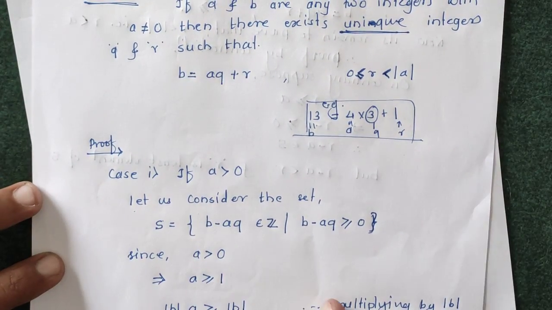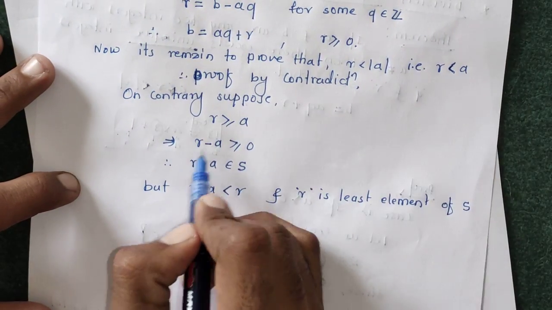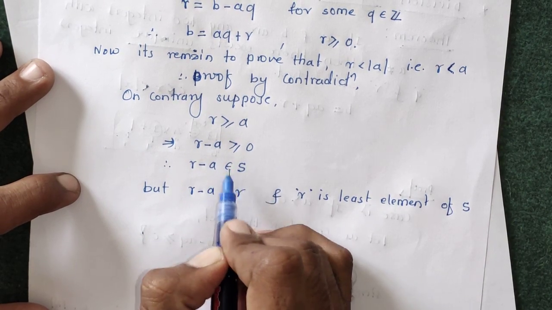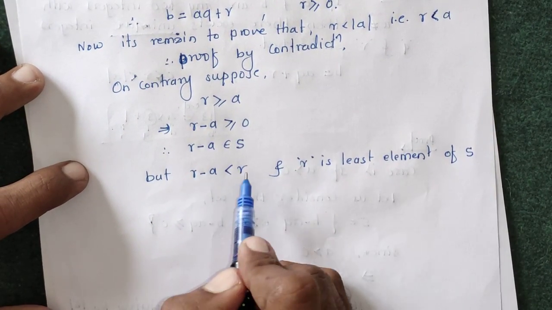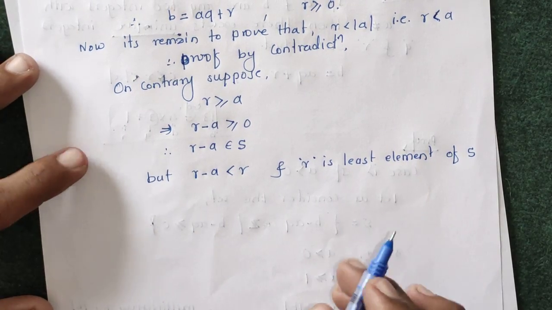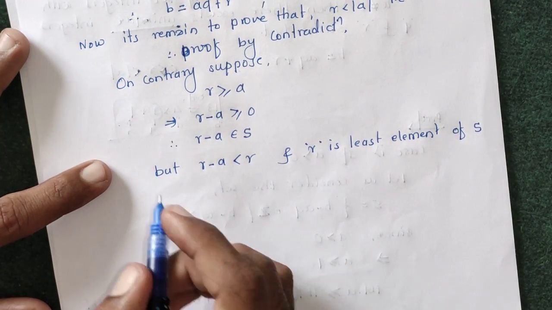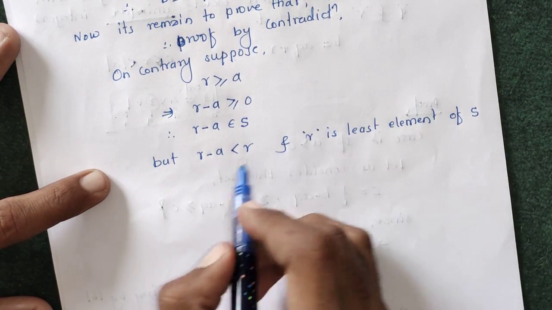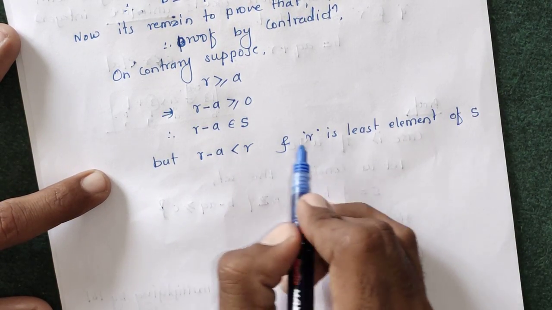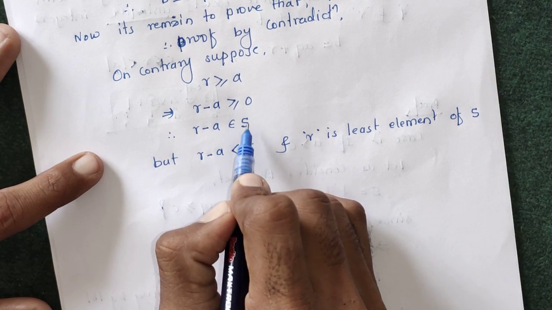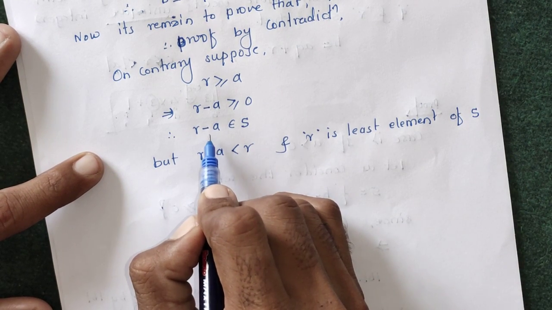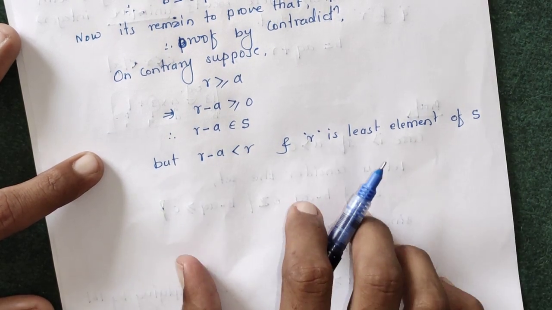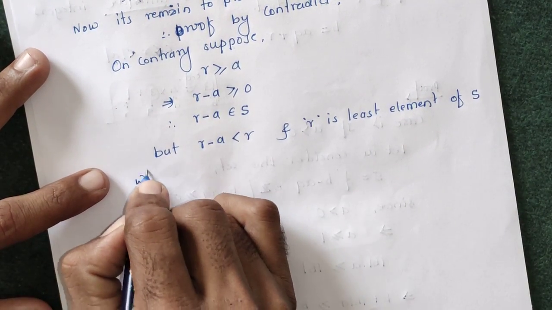S is equal to b minus aq. Here r minus a is again in the form b minus aq, which is greater than or equal to 0. So r minus a must belong to S. So r minus a is less than r, but r is the least element. So we get a contradiction to r being the least element of S.